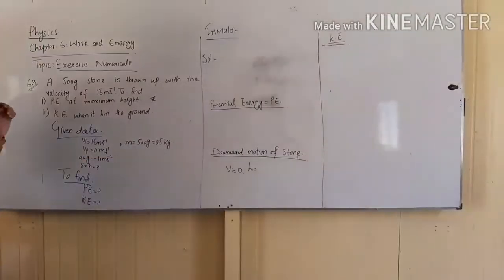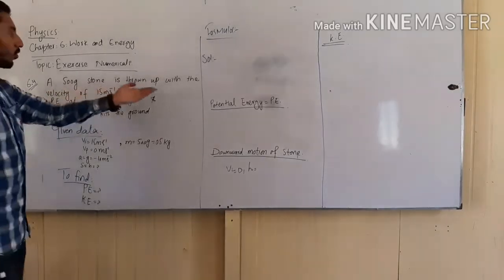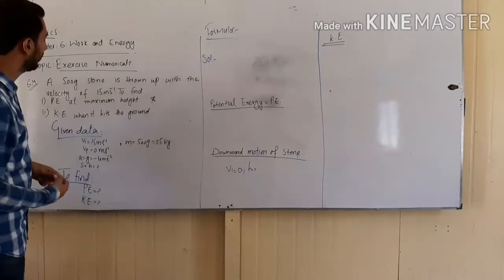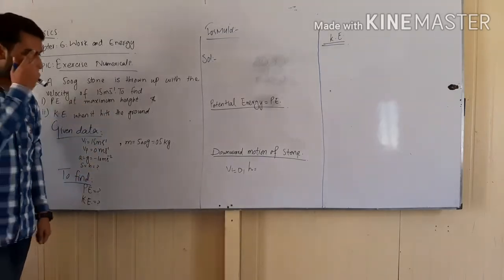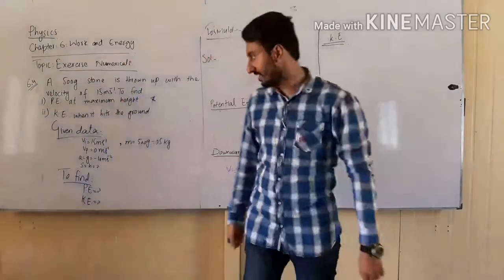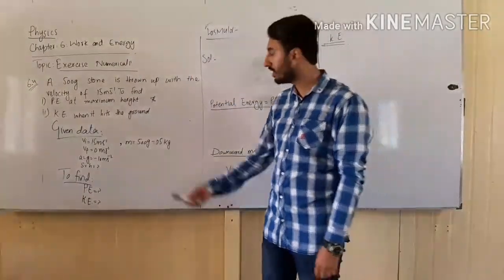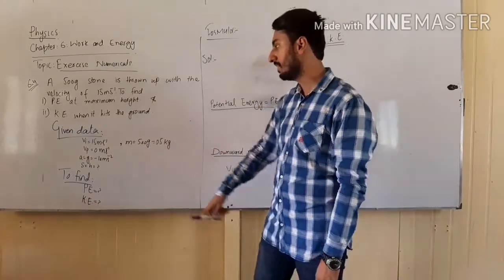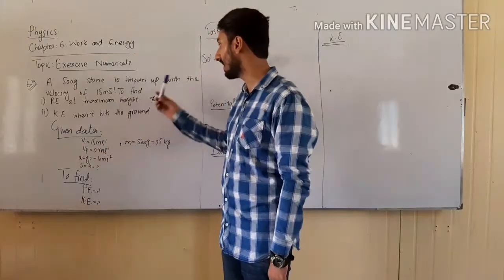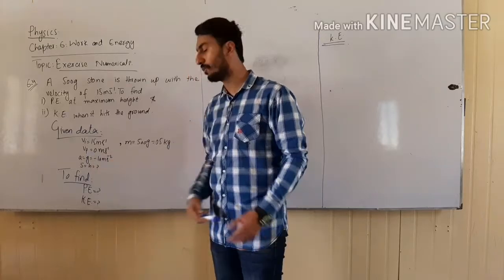So students, we have our next numerical 6.4: a 500 gram stone is thrown up with a velocity of 15 meter per second. We have to find potential energy at its maximum height and kinetic energy when it hits the ground. So students, we have given data as, we have mass equal to 500 gram, as gram is not a standard unit I converted it in kilogram, 0.5 kilogram. We have initial velocity 15 meter per second, which is given, and I have written final velocity Vf is equal to 0 meter per second.